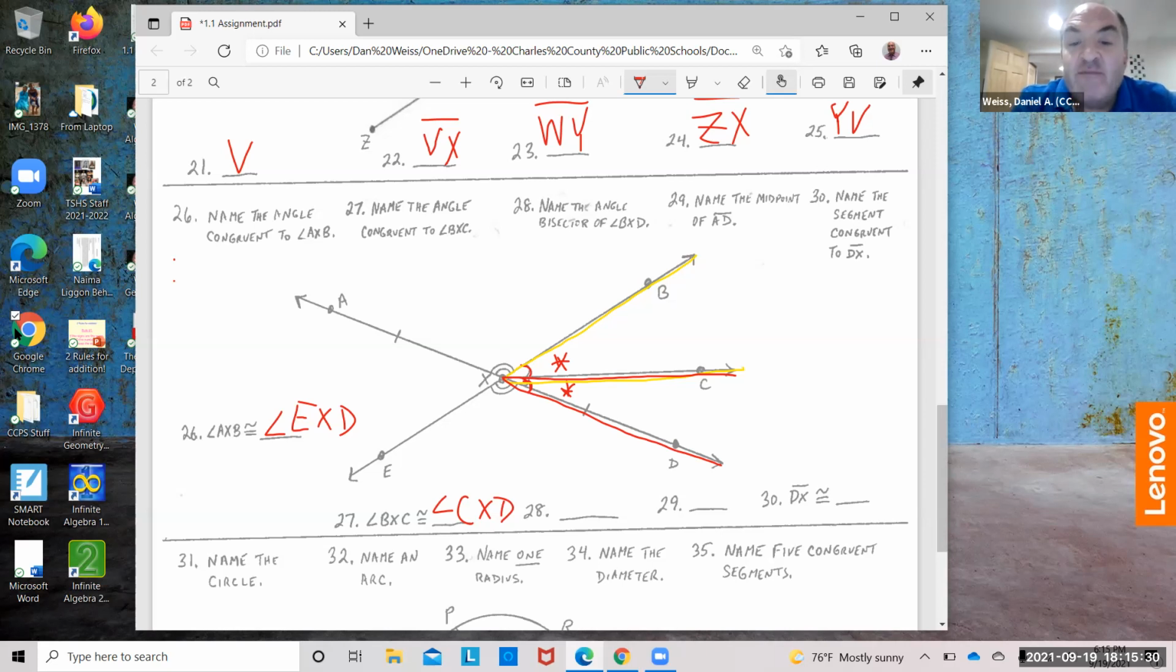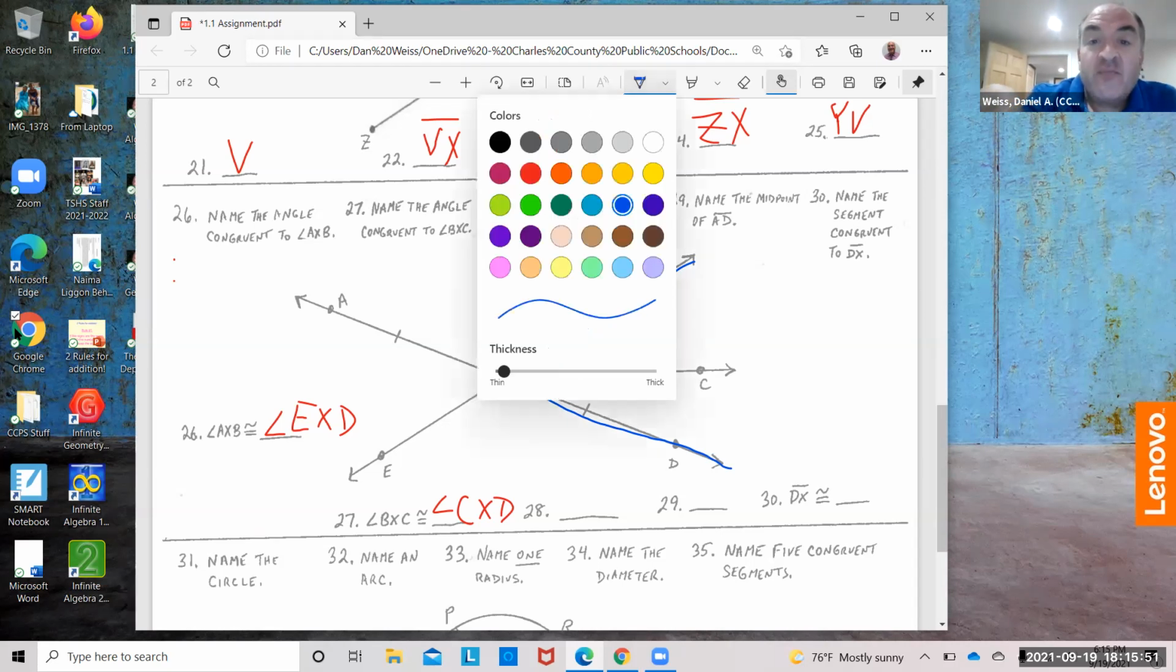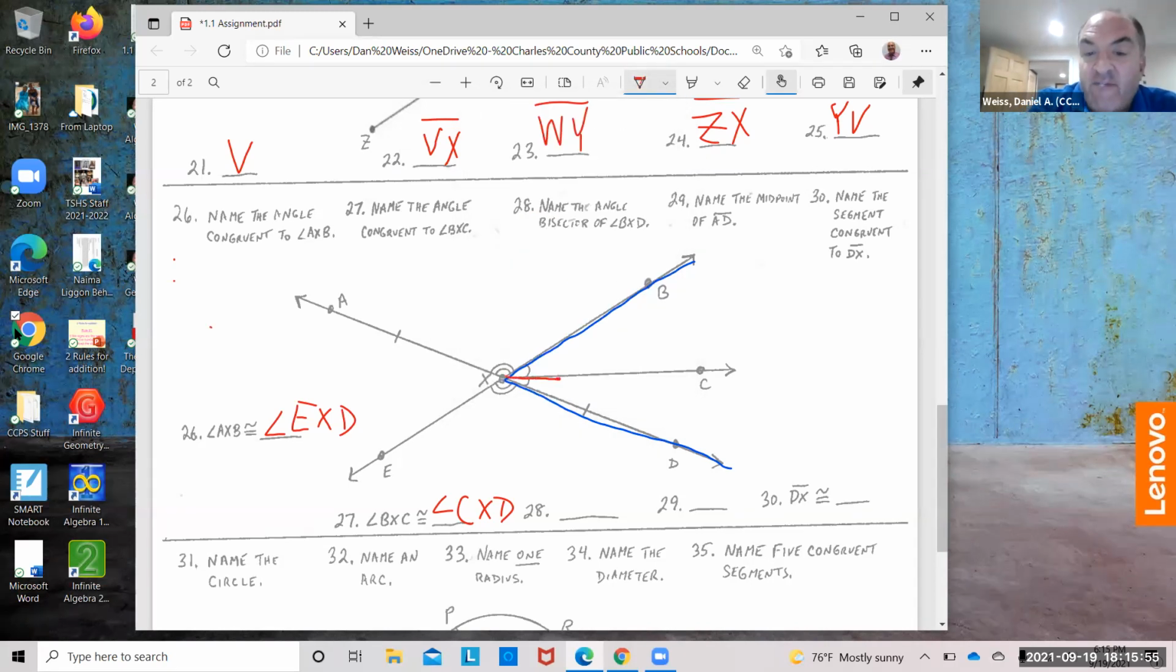Name the angle bisector of BXD. Here's what I'm saying. Here is BXD. What's cutting it? What's the knife that's cutting BXD in half? Isn't that this guy right here? That's going to be ray XC. It can't be CX because CX would go this way. It's just XC. Ray XC is cutting BXD in half.